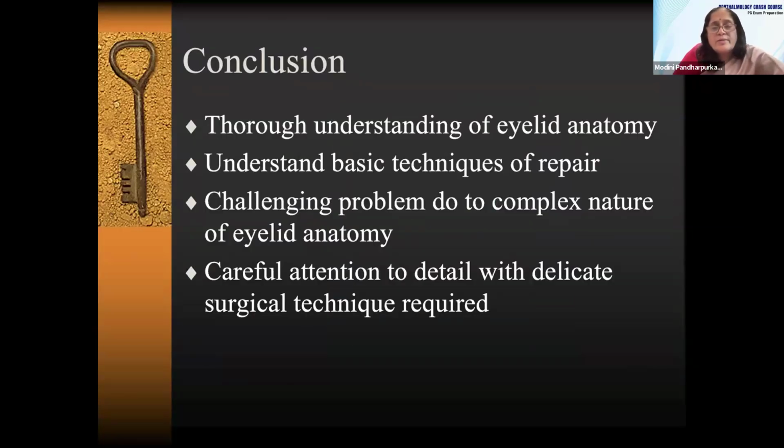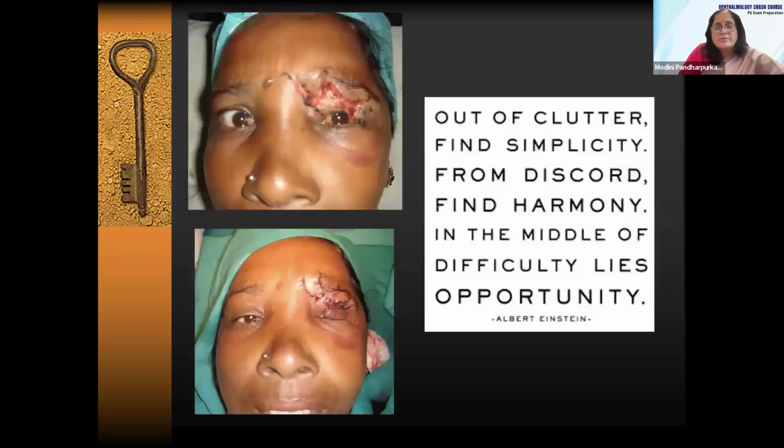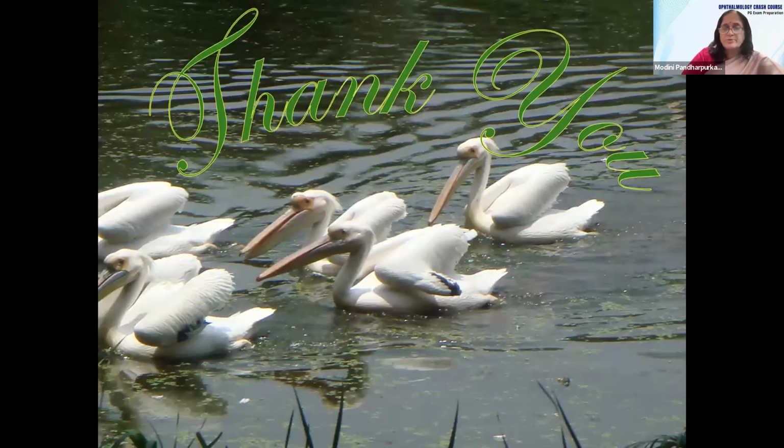So in conclusion, you understand the eyelid anatomy thoroughly and the basic techniques of repair, and definitely it is complex in some situations, but if you have a 3-dimensional vision, you can find simplicity out of clutter and harmony out of discord. And of course, opportunity always lies in difficulty. Thank you so much.